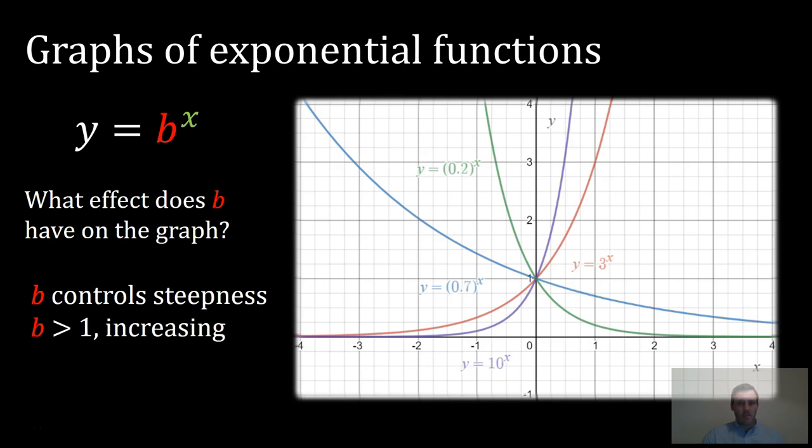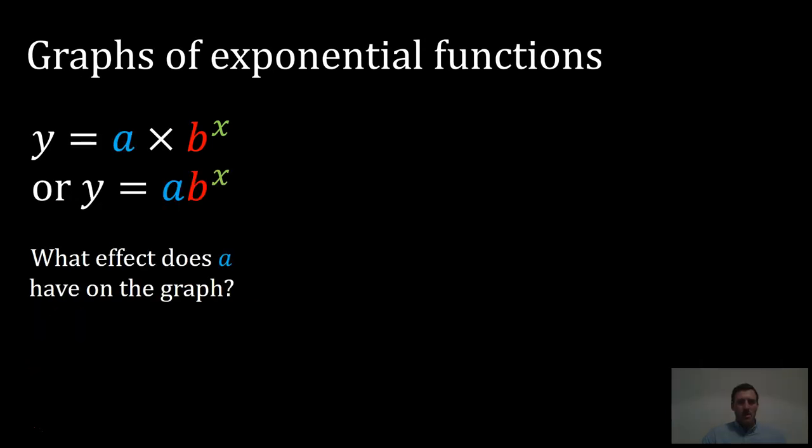The larger b gets, the steeper the graph. If b is between 0 and 1, the function is decreasing. The closer b gets to 0, the steeper it gets. Another way to look at this is the closer b gets to 1, the flatter the graph gets. Let's consider the family of curves of the form y equals a multiplied by b to the power of x, where a is greater than 0.